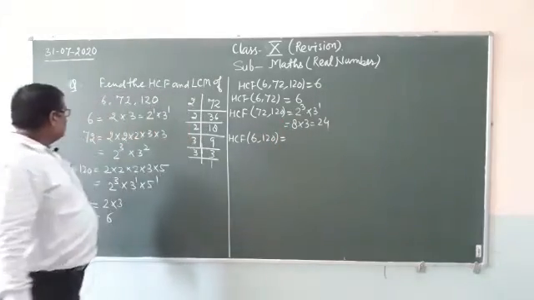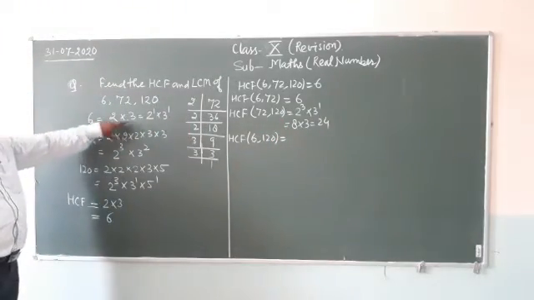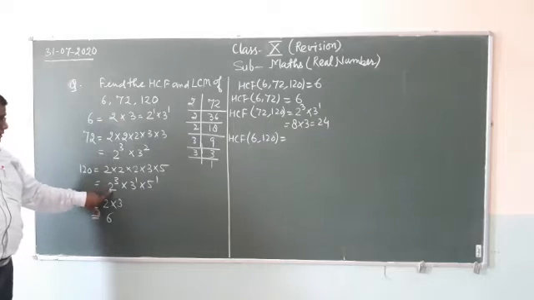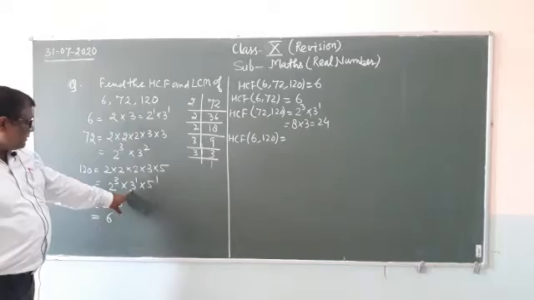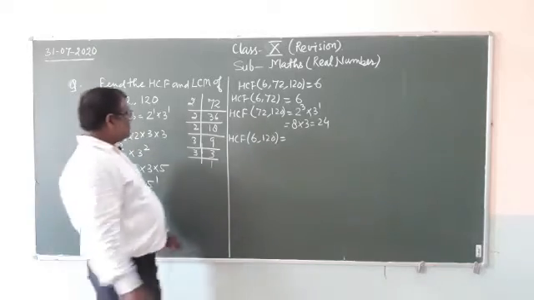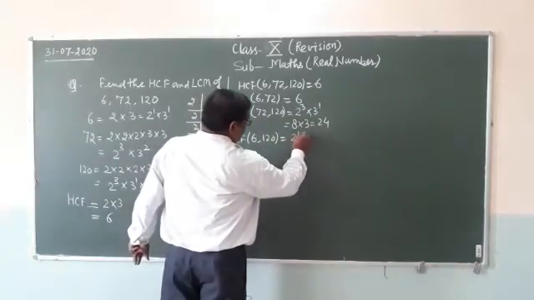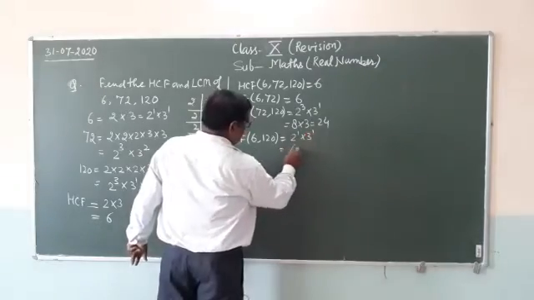Here we can write: 2 to the power 1, here 2 to the power 3, the smallest is 2 to the power 1. 3 to the power 1, here 3 to the power 1. Therefore 2 to the power 1 into 3 to the power 1 is equal to 6.